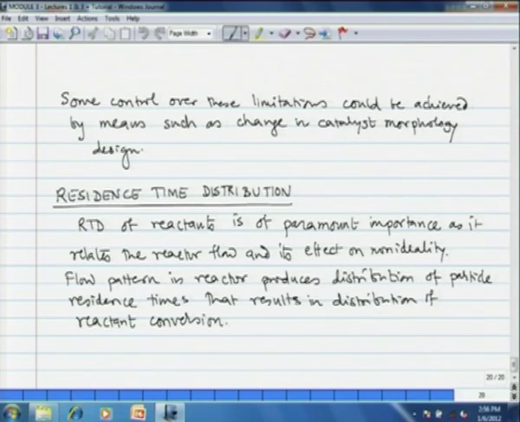Now, the flow pattern in the reactor is very important, whether it is a completely plug flow reactor or there is slight back mixing or complete back mixing. So, depending on this, the residence time distribution will vary. Determination of residence time distribution, this topic has also been covered in greater detail in the reaction engineering course. So, here I give only the basic information.